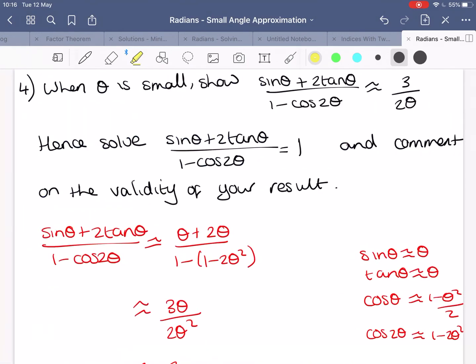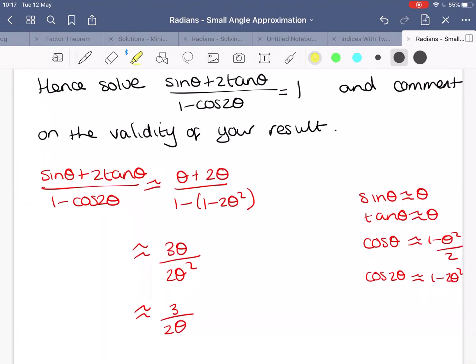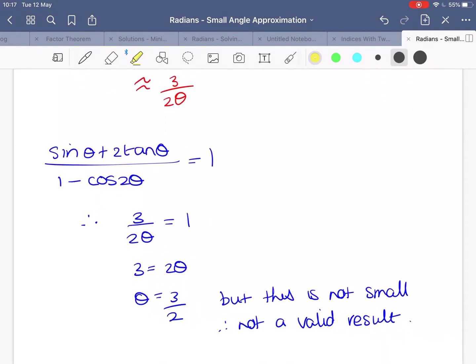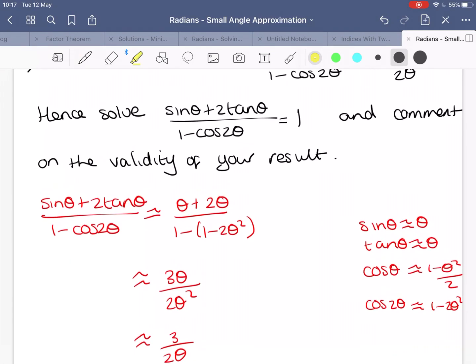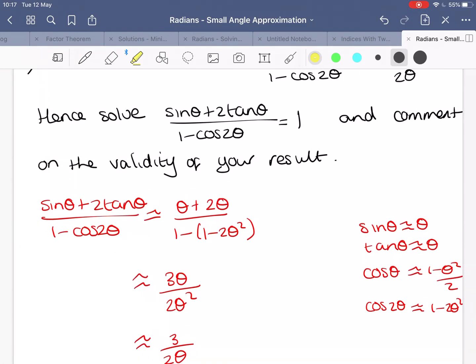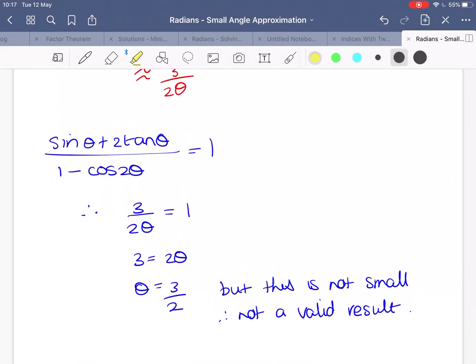Okay, and the final one, so when theta is small, show that, fairly straightforward. I would imagine you all managed to do that quite easily. Hence solve, that equals 1. So quite simple, because we've just got 3 over 2 theta equals 1. So theta equals 3 over 2. But the thing, it's giving you a clue here and comment on the validity of your result. So it wants you to say something here. And actually, if you think about the value of 3 over 2, it's 1.5.